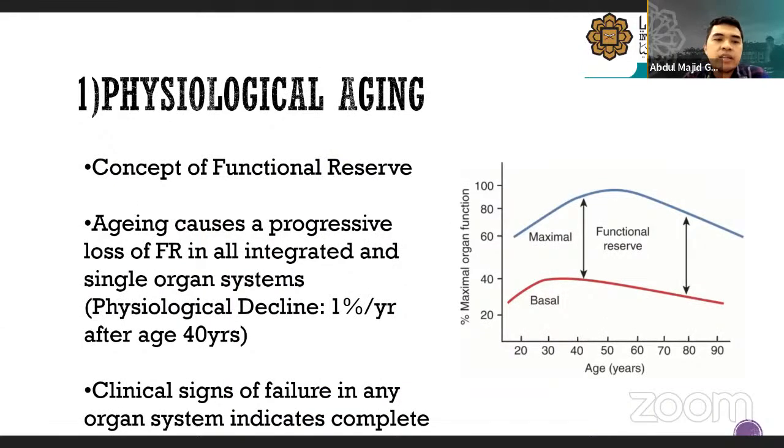So physical aging is actually a concept of functional reserve, whereby there is a progressive decrease of functional reserve of an organ from time to time. The study showed the physical decline will be 1% over 1 year after the age of 40 years old. As you can see on the right side, our body started to decline in terms of function. And when there are clinical signs of failure in any organ, it indicates that a person has a complete loss of functional reserve.